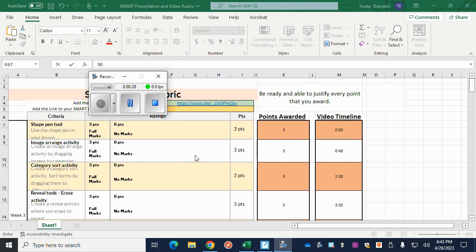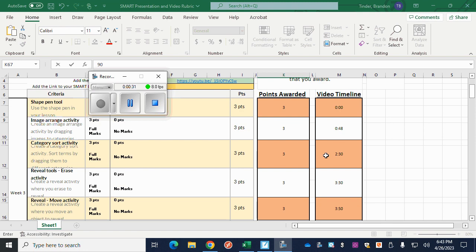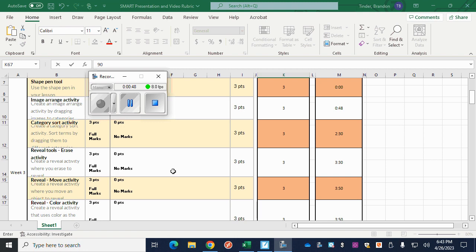For the category sort activity, this was where the students had to sort classifications of triangles into real and not real. That was done on slide 4. For the reveal tools, erase was done at 3:30. That was on slide 5, where they had to erase to reveal more information on Pythagorean theorem.